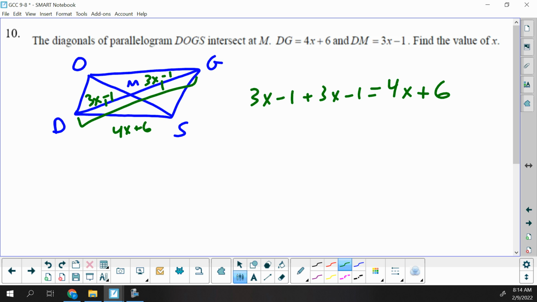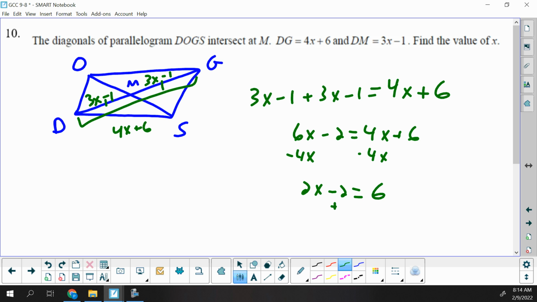Combining like terms, we get 6x minus 2 equals 4x plus 6. We can subtract the 4x over. 2x minus 2 is equal to 6. Add the 2 over. 2x is equal to 8. And divide by 2, we get x is 4.